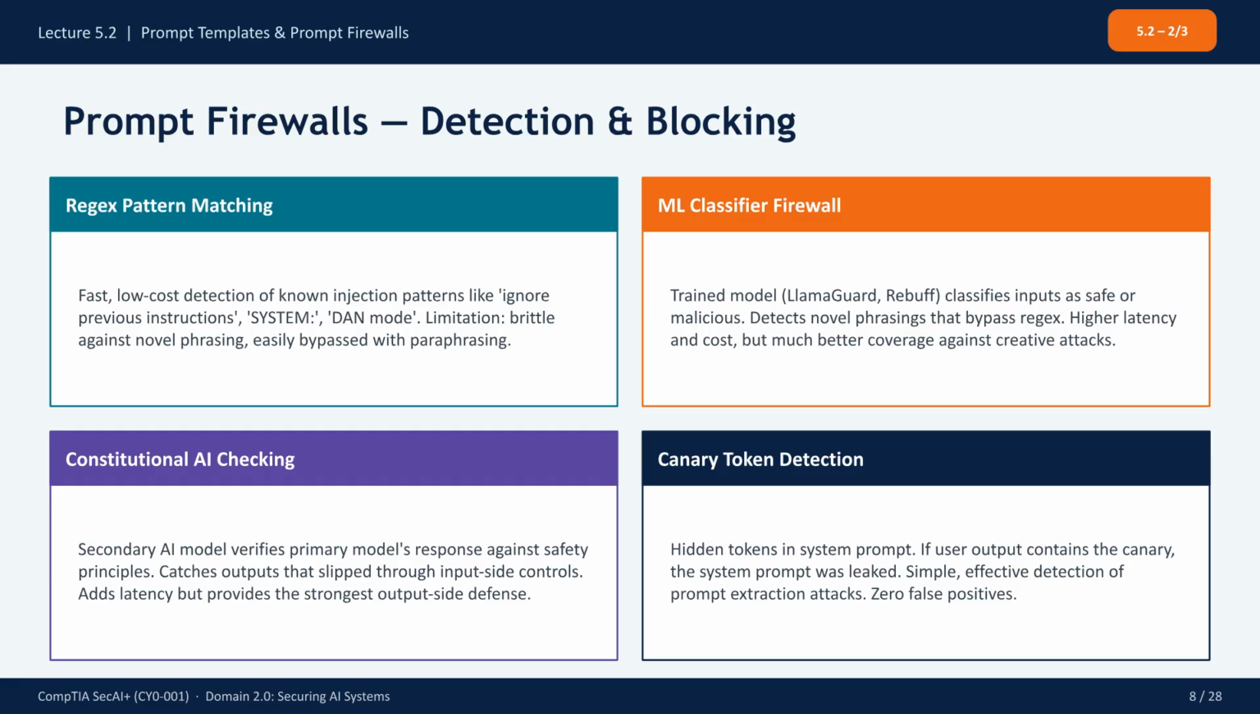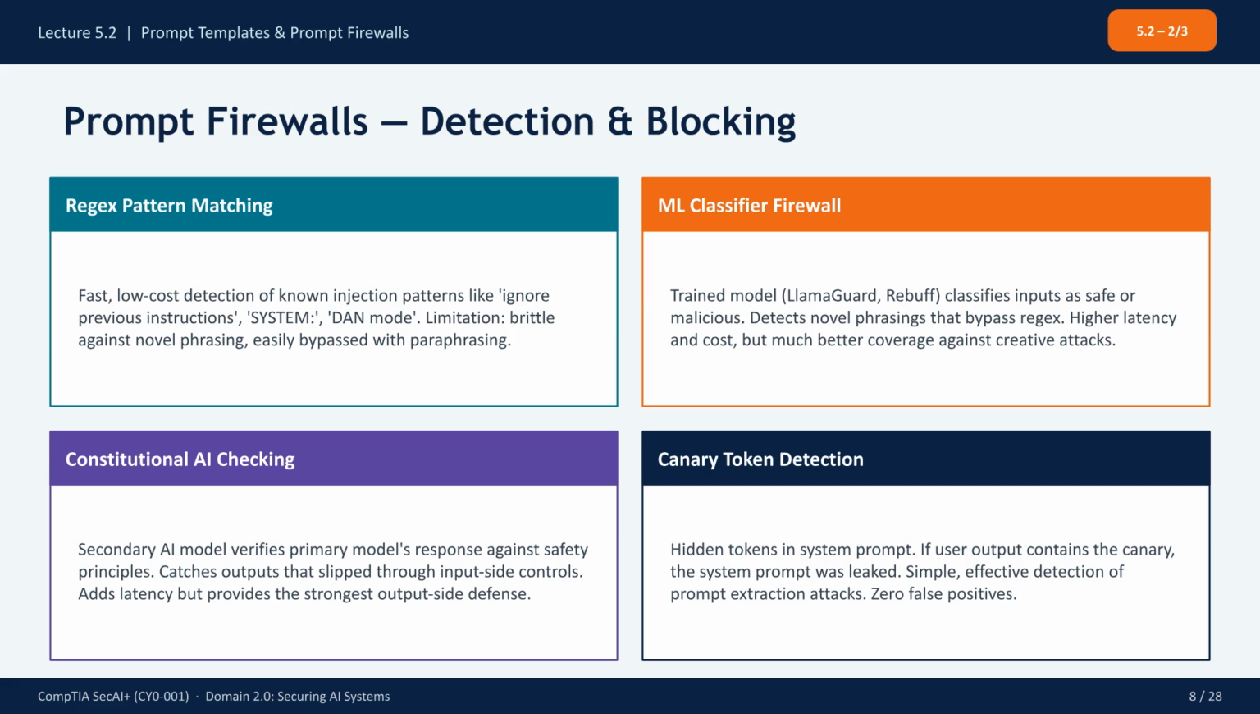Second, ML classifier firewalls. Tools like LlamaGuard and Rebuff use trained models to classify inputs as safe or malicious. Because they understand semantics rather than just patterns, they can detect novel injection phrasings that bypass regex entirely. The trade-off is higher latency and higher cost, but the coverage is dramatically better.